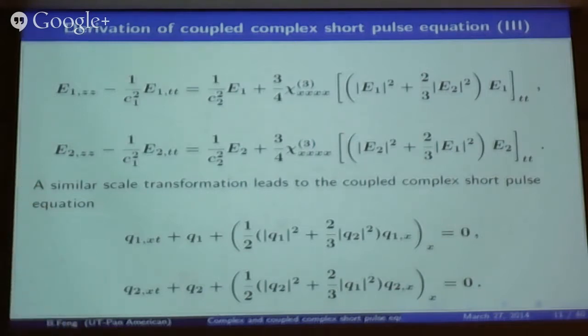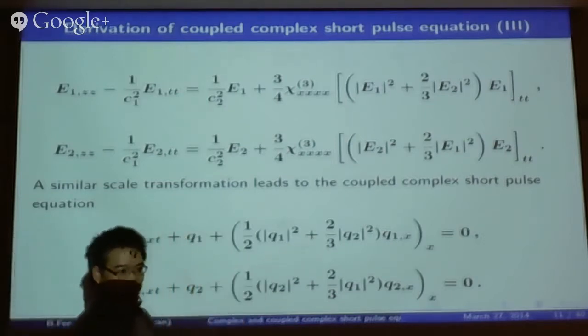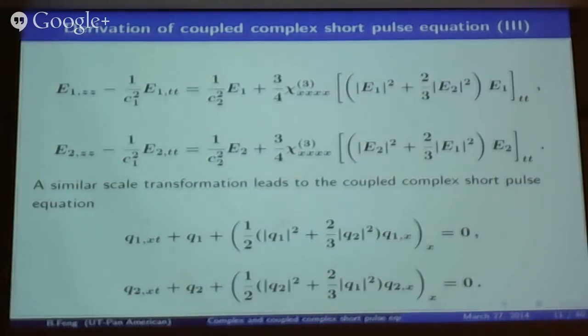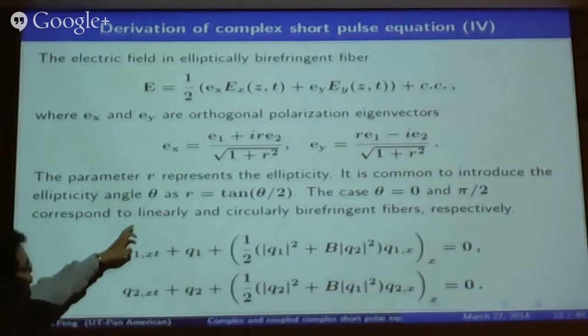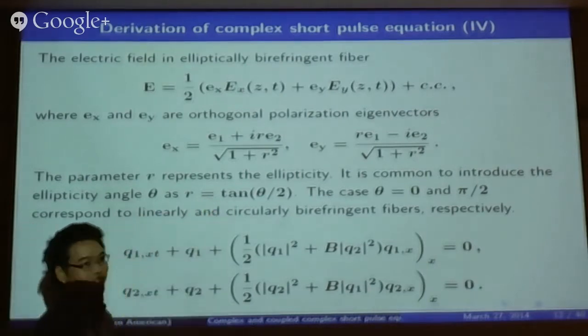And again, after a similar scale transformation using the multi-scale perturbation, we can come up with this equation. Here there's a coefficient of 2/3. That's for the linear polarization case. Then we can extend it to the general case, the elliptically birefringent fiber, where we have this E_x and E_y. We also use a parameter R, which is standard in nonlinear optics, to represent the ellipticity of the elliptically polarized light. That R is related to theta: R is just tangent of half theta.